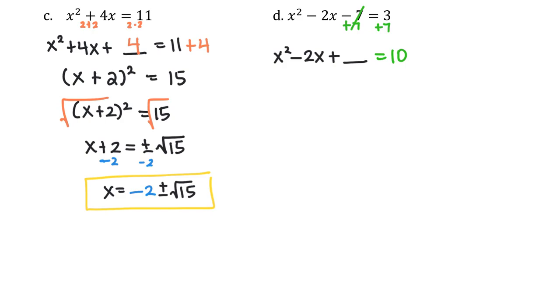Say 2 divided by 2 is 1. 1 times 1 means I'm going to add 1 to complete the square. If I add it to the left, I add it to the right. Okay, let me factor this into a binomial square. x minus 1 squared, because 1 times 1 is 1, and since it's a negative 2x, it must be minus 1. 10 plus 1 is 11. Okay, now I can solve it using square root.